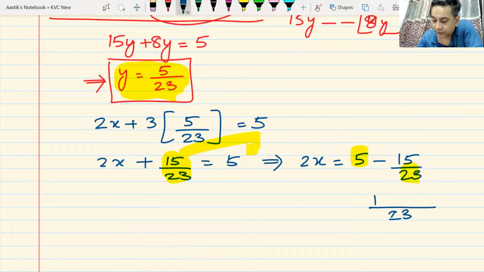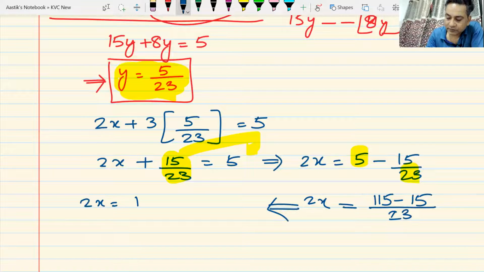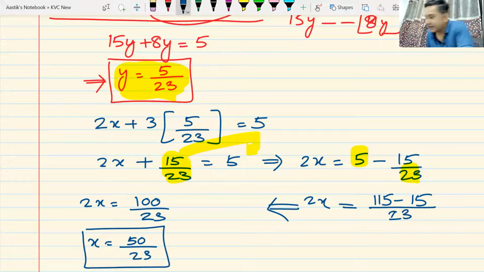Good. So it is 115 minus 15 is equal to 2x. Then I move here. 2x becomes 100 by 23. So my x becomes 50 by 23. Do we understand this? Yes or no? Can I have raised hands from everyone who has understood this?